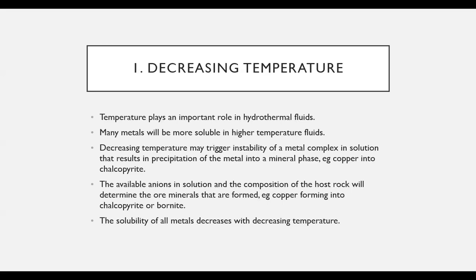So it gets to a point where it doesn't have a way to sit happily in the fluid anymore because it's not balanced by the negative anions, and it drops out and precipitates as an ore mineral or a native element potentially. So a simple example might be copper precipitates out as chalcopyrite, so as a copper sulfide. So the nature of that precipitation will be controlled by a few things, like the composition of the fluid, its pH, salinity, etc., and the nature of the host rock that it might have reacted with.